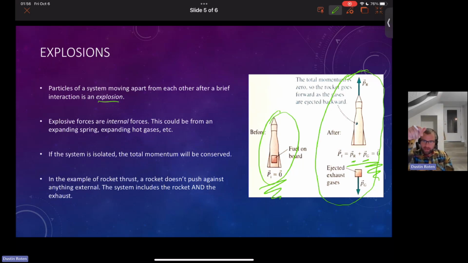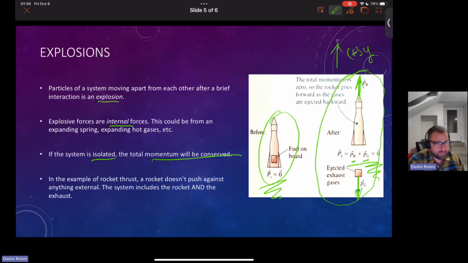So if the gas has a negative momentum going down, for this to be canceled out, we need a positive momentum going up, the positive y direction. And that conservation of momentum, super important in physics, very important concept. That's where we actually get momentum, and that's how rockets can actually move in space with no atmosphere. Again, these explosive forces are internal forces. If the system is isolated, just like we showed over here on the right, the momentum will be conserved.